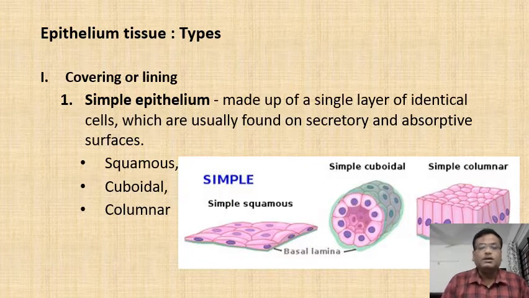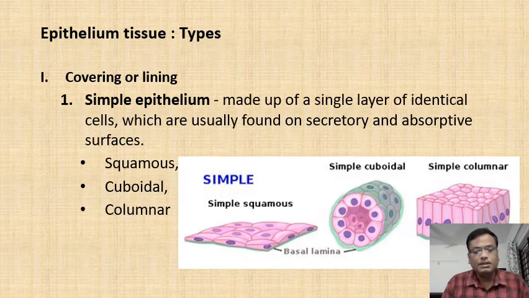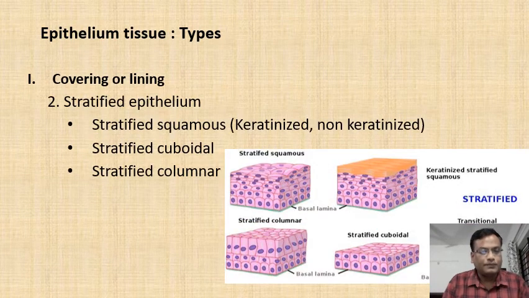So like this, the simple epithelium is divided into simple squamous epithelium, simple cuboidal epithelium, and simple columnar epithelium, mainly based on the shape of the cells. And the second type under the covering or lining type of epithelial tissue is stratified epithelium. Here the cells exist in many layers.